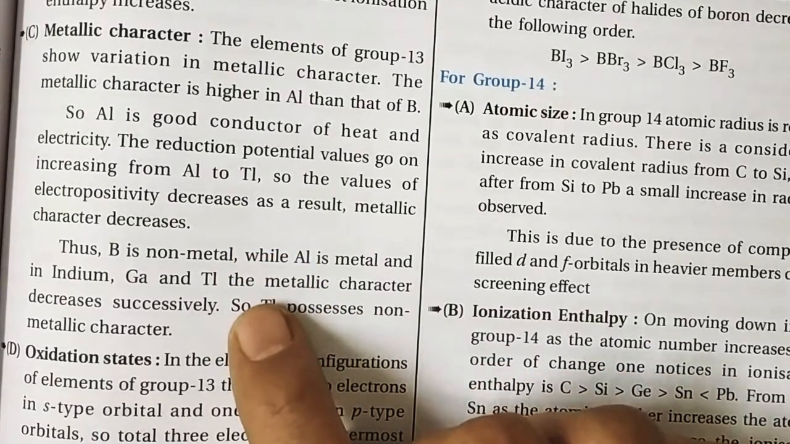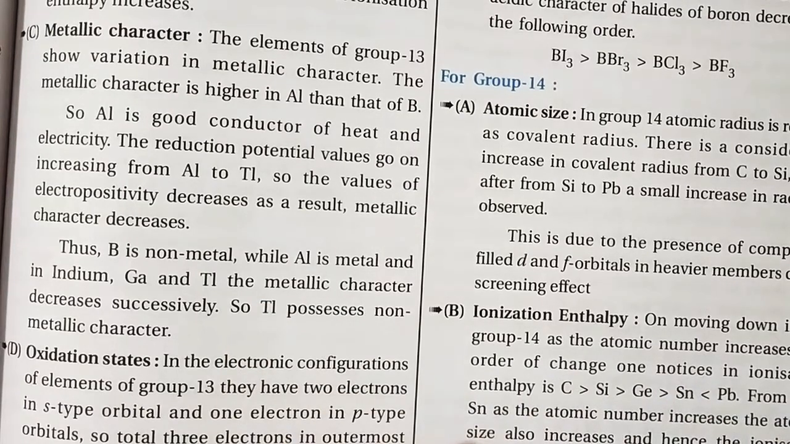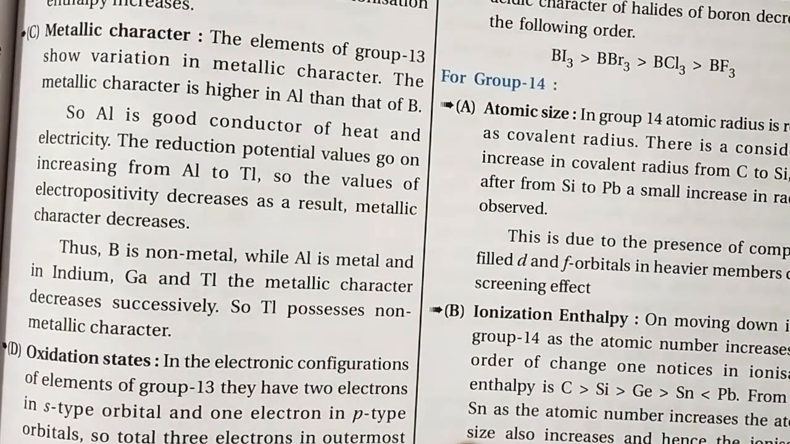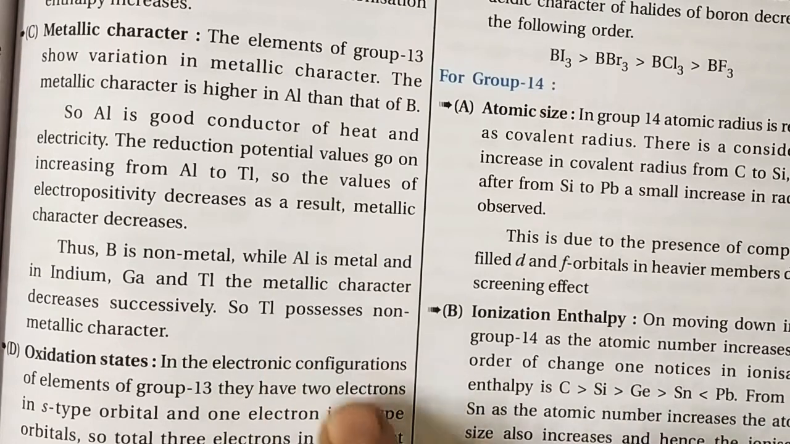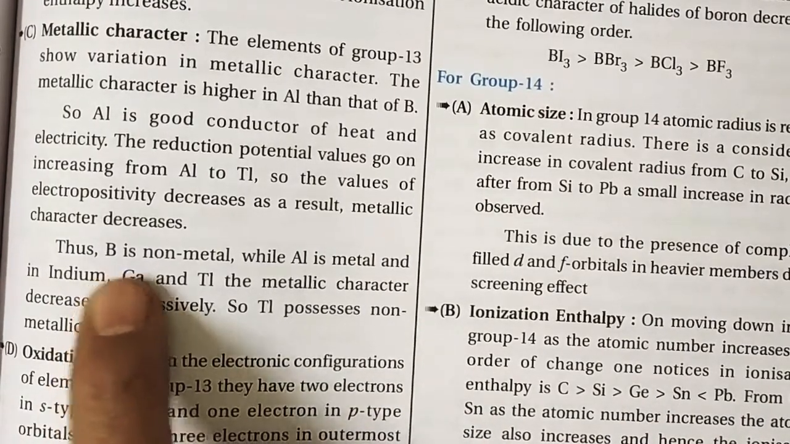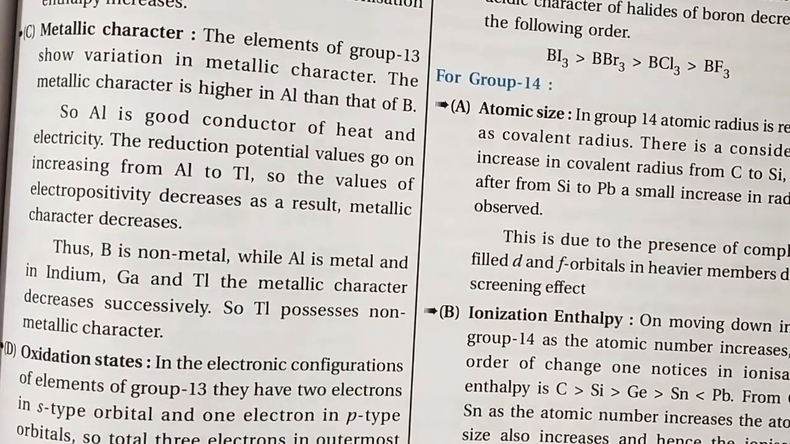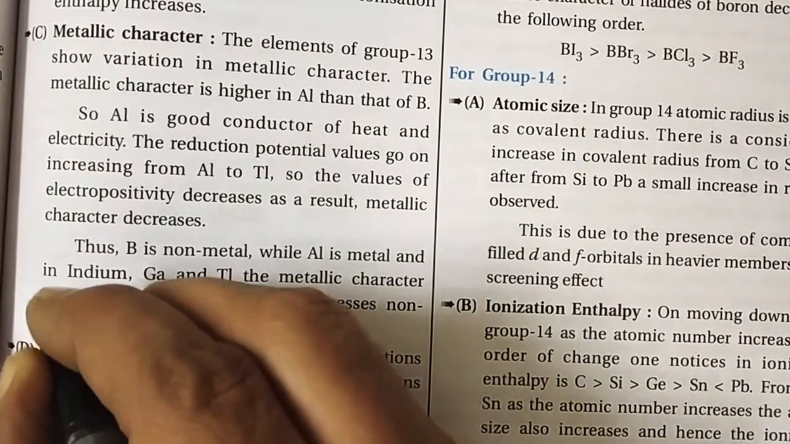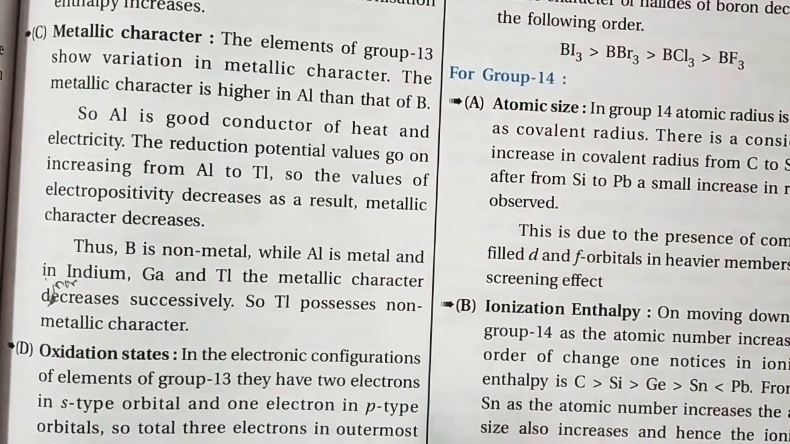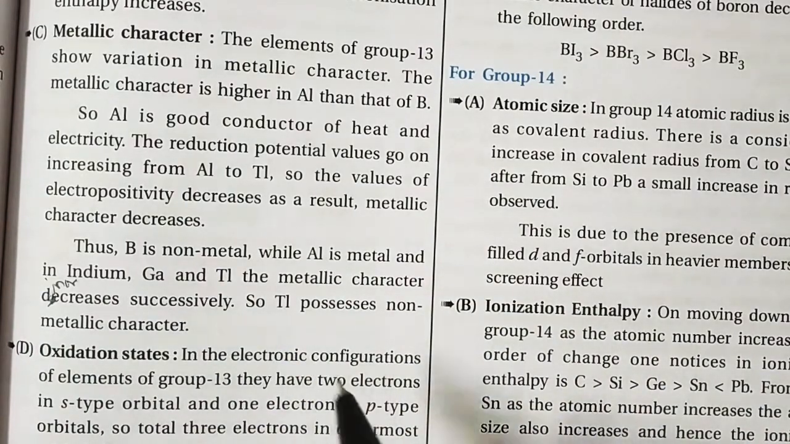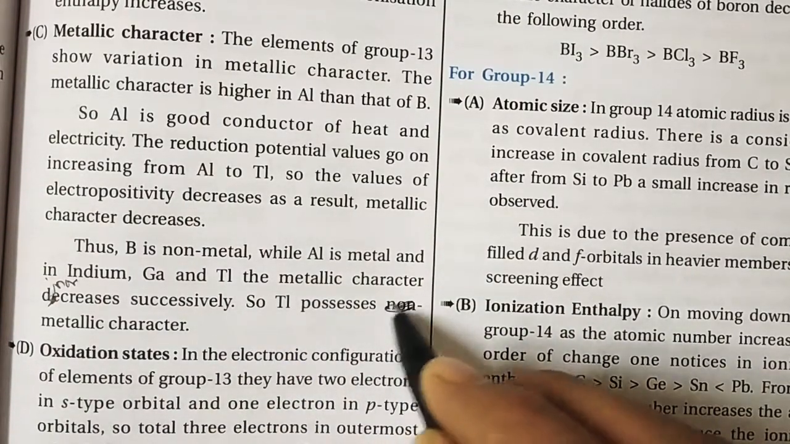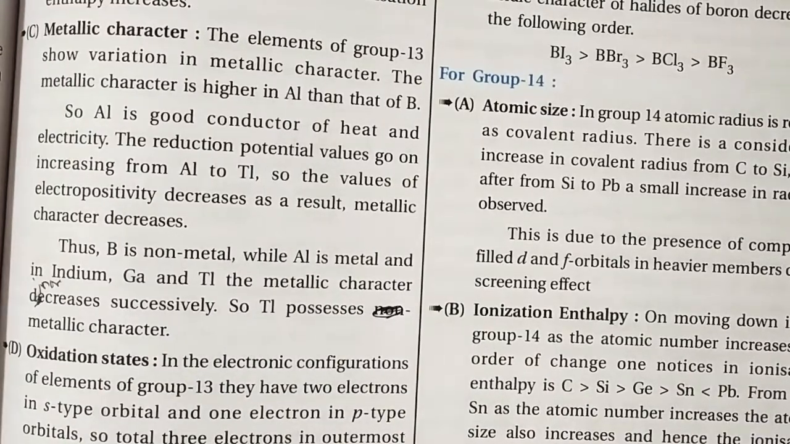We know that boron is a non-metal, aluminium is a metal, and indium, gallium and thallium all have metallic characteristics that decrease successively. So thallium possesses a non-metallic character. It's a wrong one. Here boron is a non-metal, aluminium is a metal, and for gallium, indium and thallium the metallic character increases successively. So thallium possesses a metallic character. It's a good metallic character.